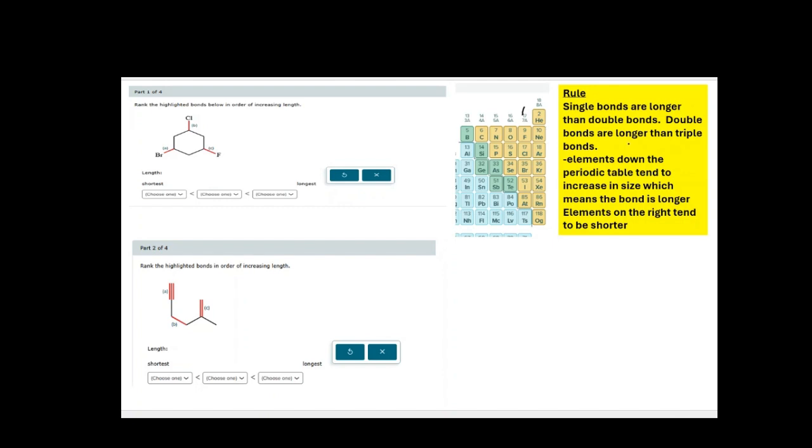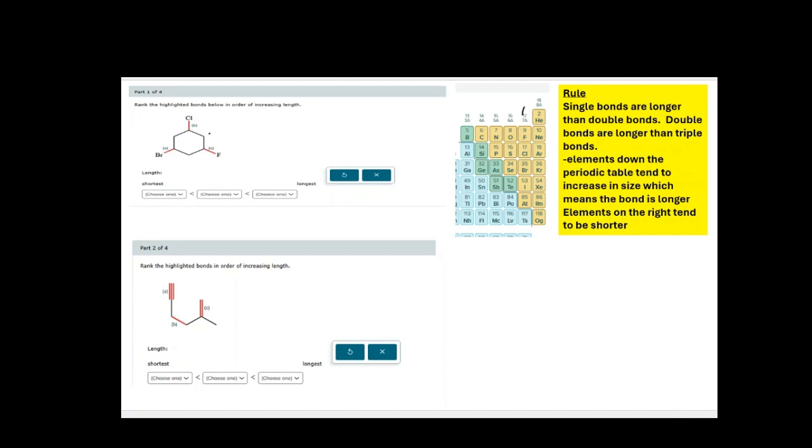Next, elements down the periodic table tend to increase in size. As the atoms get larger as they go down, the bonds tend to increase in length. So in the case of fluorine, chlorine, bromine, you go down, which means the length is going to get longer. And then the last rule: elements on the right tend to be shorter.